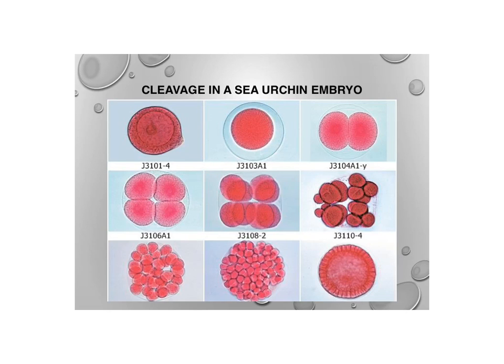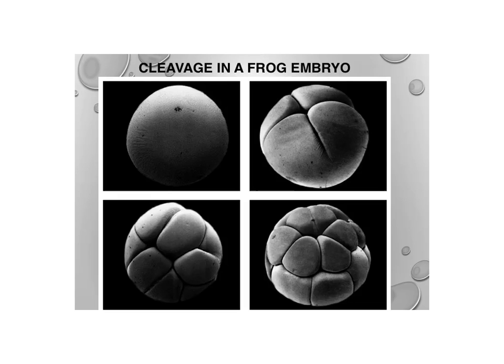Here are some actual images of cleavage occurring in a sea urchin. We start here with an egg. Here is the zygote, the single-celled fertilized egg, and then we have a succession of the cell divisions, mitotic divisions, and eventually ending up with the blastocyst or blastula that has a fluid-filled cavity on the inside and then a ball of cells on the outside.